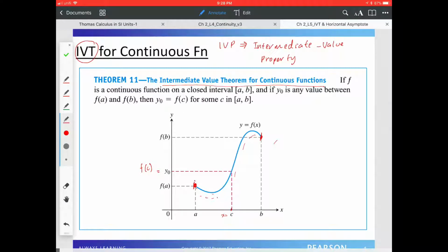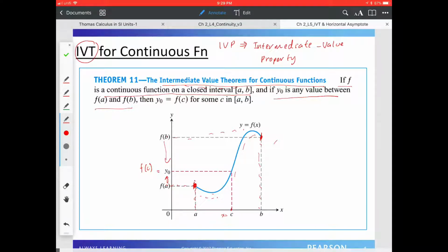More rigorously, it is given by the statement of Theorem 11, the intermediate value theorem, which says that if f is a continuous function on a closed interval [a, b], which should be closed because we are including the endpoints of our x domain, and if y naught is any value between f(a) and f(b), so this is the point a, we have our f(a), and this is the point b, and we have our f(b). So our y naught is in between f(a) and f(b).